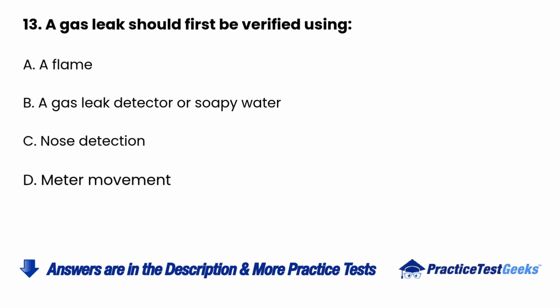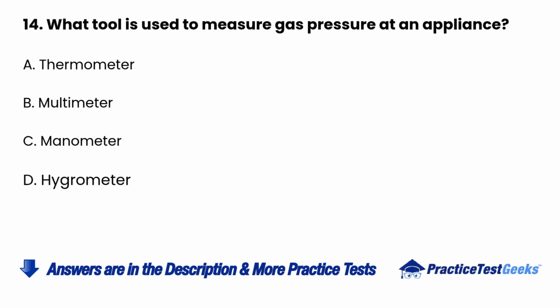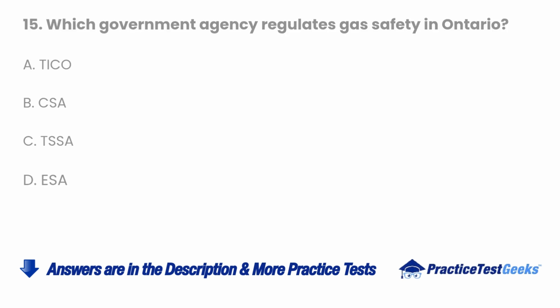13. A gas leak should first be verified using A. A flame. B. A gas leak detector or soapy water. C. Nose detection. D. Meter movement. 14. What tool is used to measure gas pressure at an appliance? A. Thermometer. B. Multimeter. C. Manometer. D. Hygrometer.